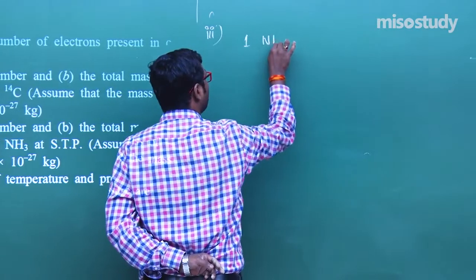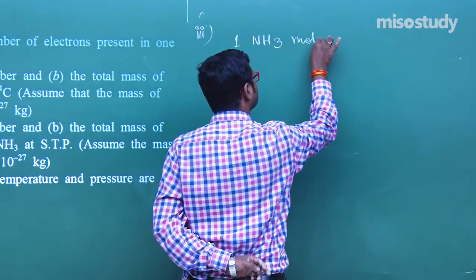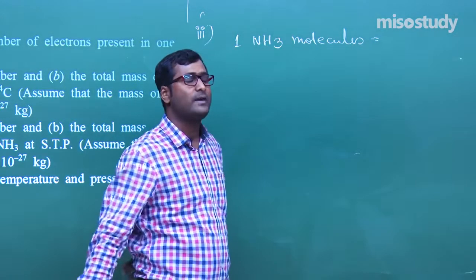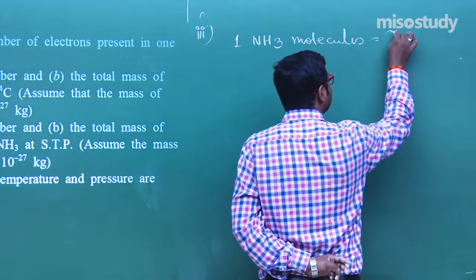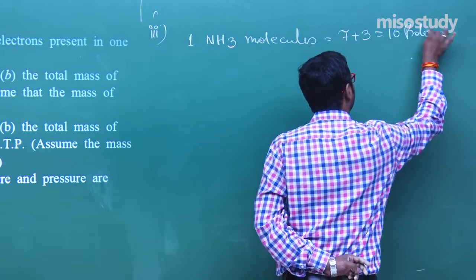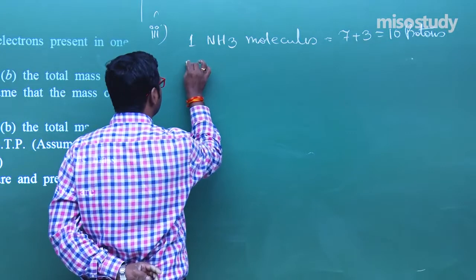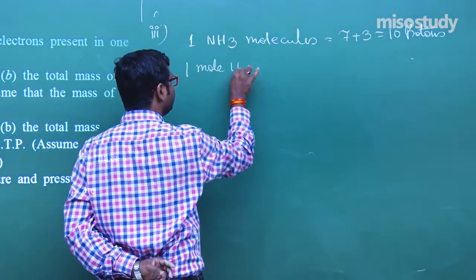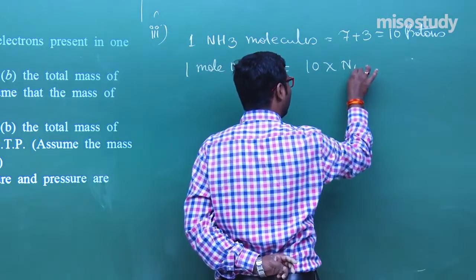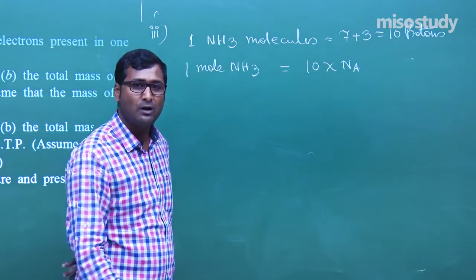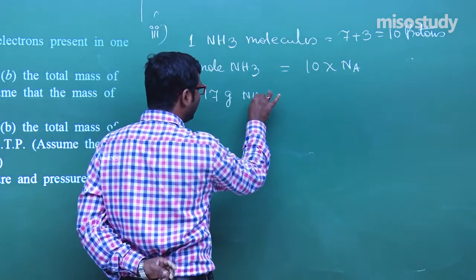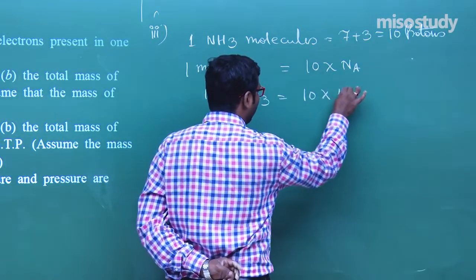One NH3 molecule contains how many protons? Nitrogen has atomic number 7, so 7 protons. That is 7 plus 3, that is 10 protons. Yes, definitely. So 1 mole of NH3 contains 10 into Avogadro number. What is the mass of 1 mole of ammonia? That is 14 plus 3, 17. 17 gram NH3 contains 10 into Na.